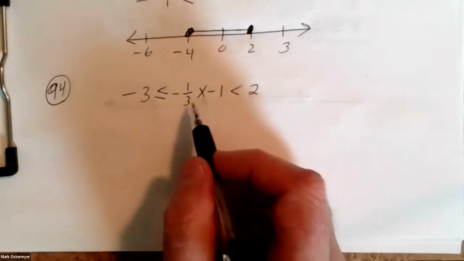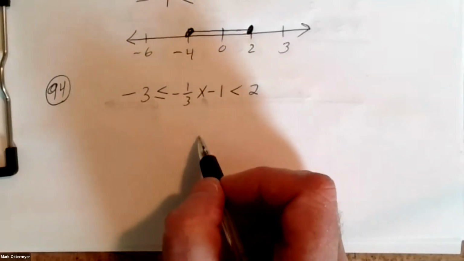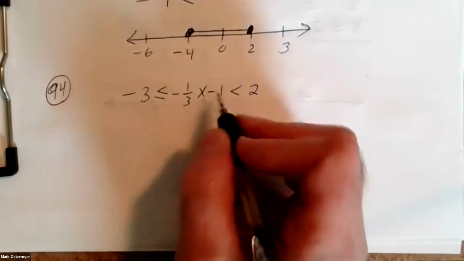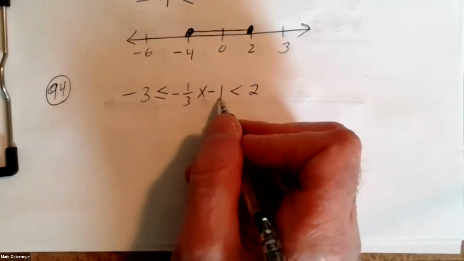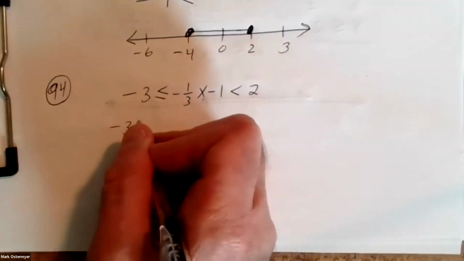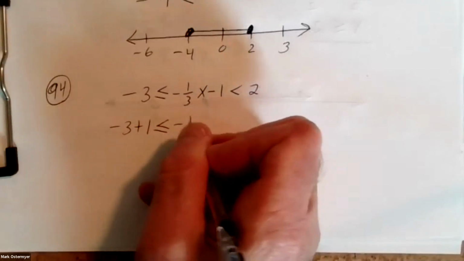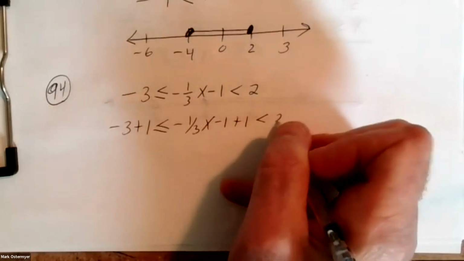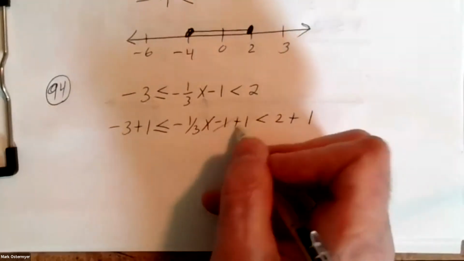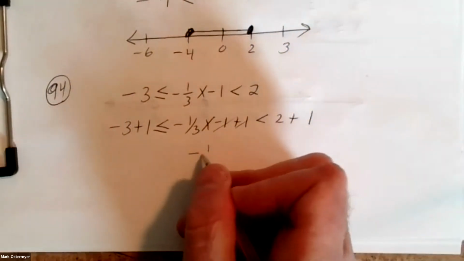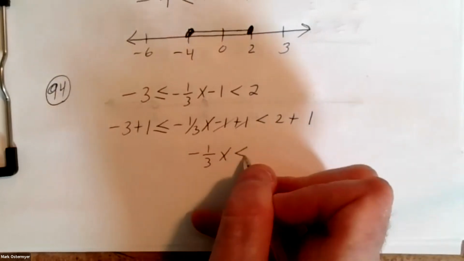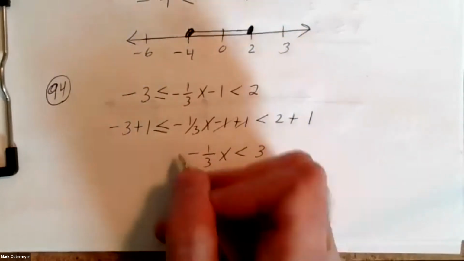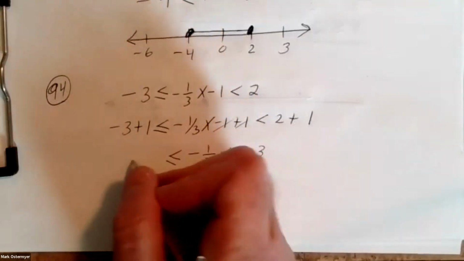To solve for x means to get x all by its lonesome in between the inequalities. To move in that direction first, I'm going to get rid of the -1 by adding 1. I'm going to add 1 to the left, add 1 to the middle, and add 1 to the right. These ones drop out in the middle, leaving you with -1/3 x, which must be less than 3 and at the same time greater than or equal to -2.